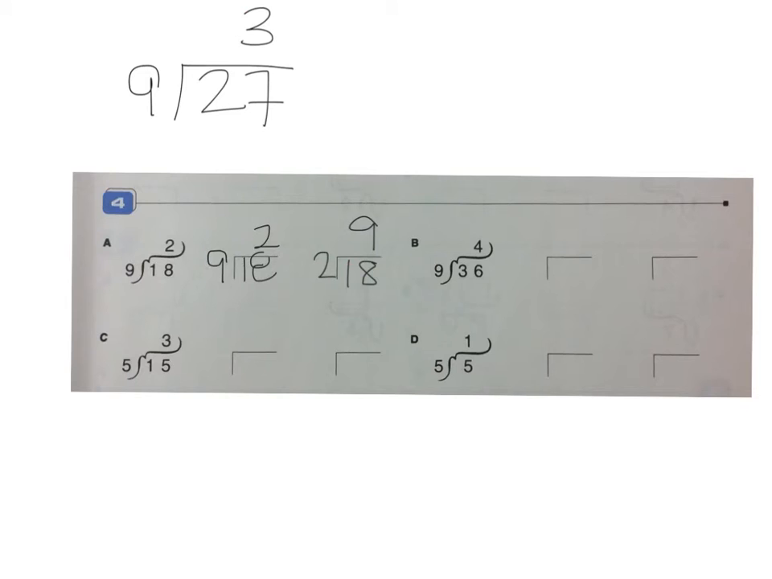So what you're going to do is work out the answers for B, C, and D. Pause the video while you do that. And then questions will pop up on the screen, and you'll have to put your answers in order to move on to the next section.